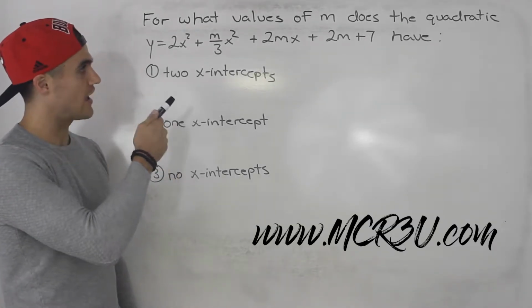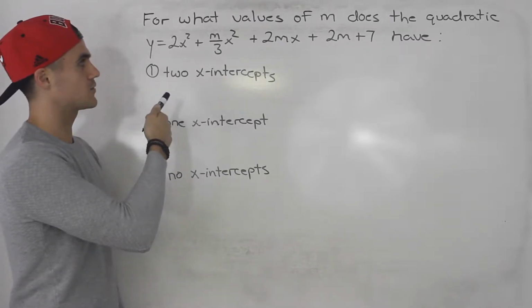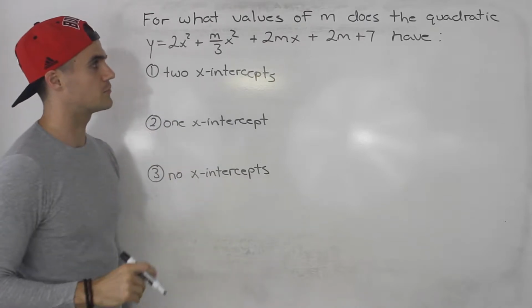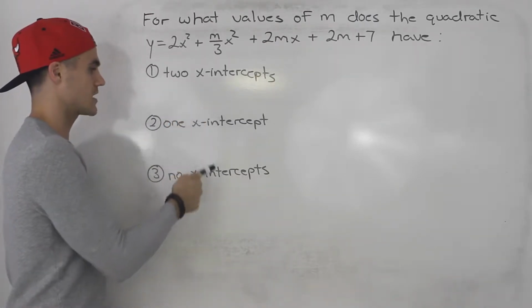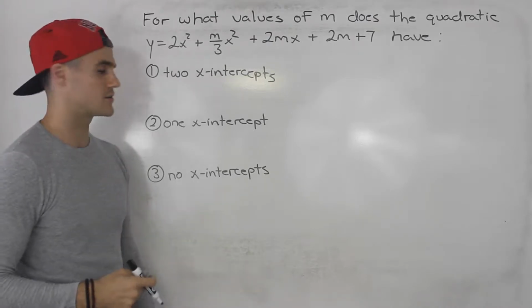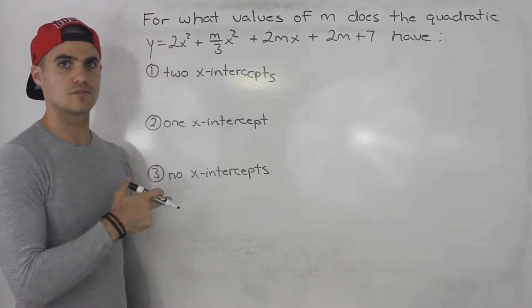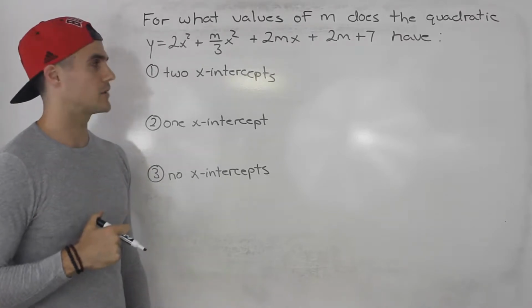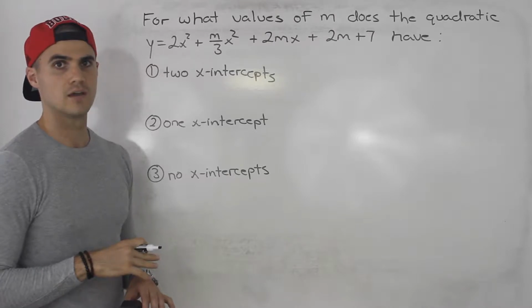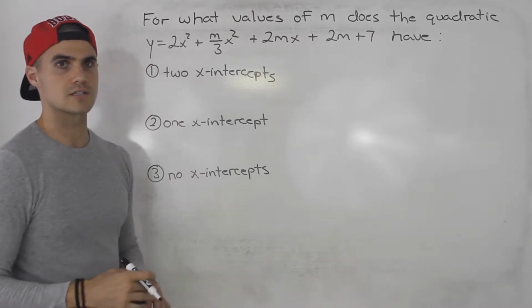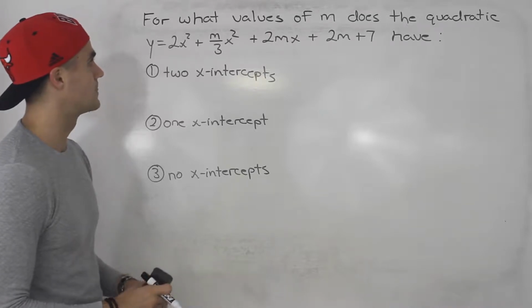For what values of m does the quadratic y equals 2x squared plus m over 3x squared plus 2mx plus 2m plus 7 have 2 x-intercepts, 1 x-intercept, and no x-intercepts? Before watching this one, if you didn't watch the video beforehand, I highly recommend you do, because it's very similar to this. This one's a little bit more tricky, but the process is the same. So I'm going to go through it a little bit quicker in this video.